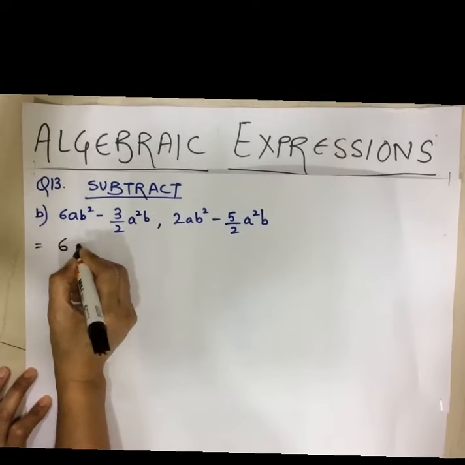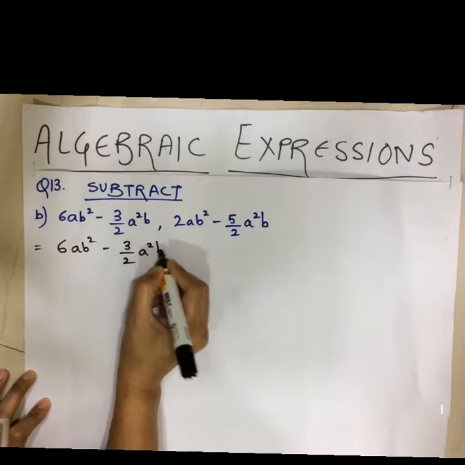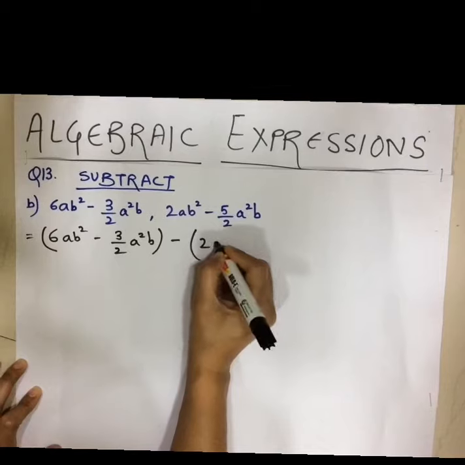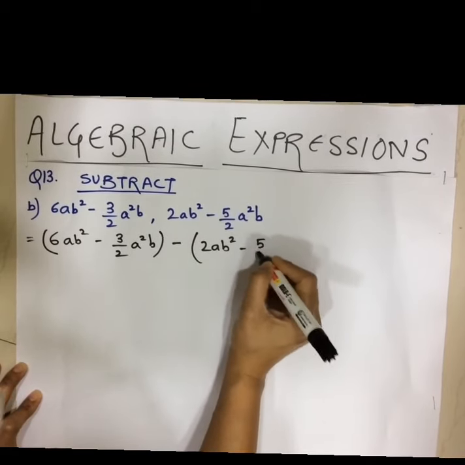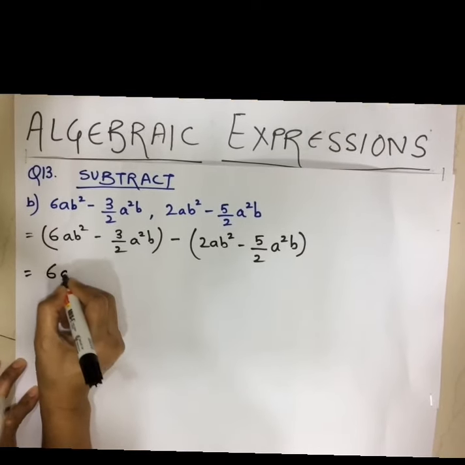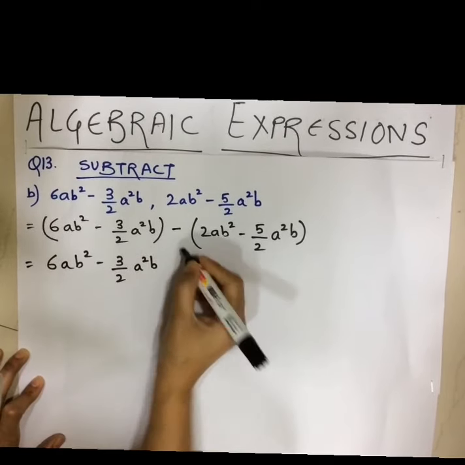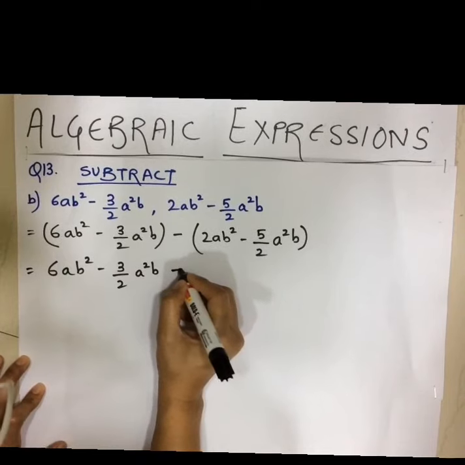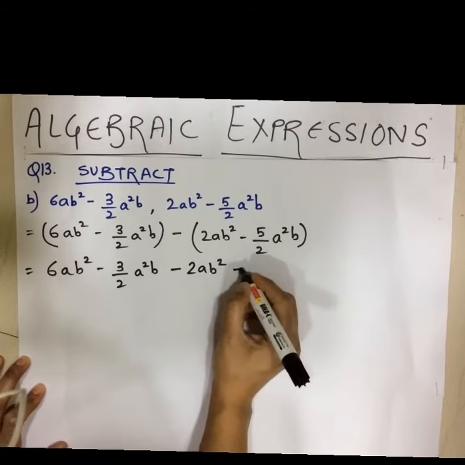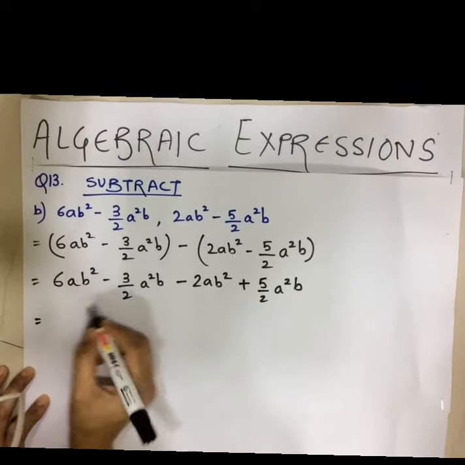So it's 6ab square minus 3 by 2a square b. This is our first polynomial. From this we have to subtract the second one, 2ab square minus 5 by 2a square b, in brackets. Now we open the bracket, 6ab square minus 3 by 2a square b. Now minus and plus, we get a minus sign here, minus 2ab square, and minus gives us a plus, plus 5 by 2a square b.